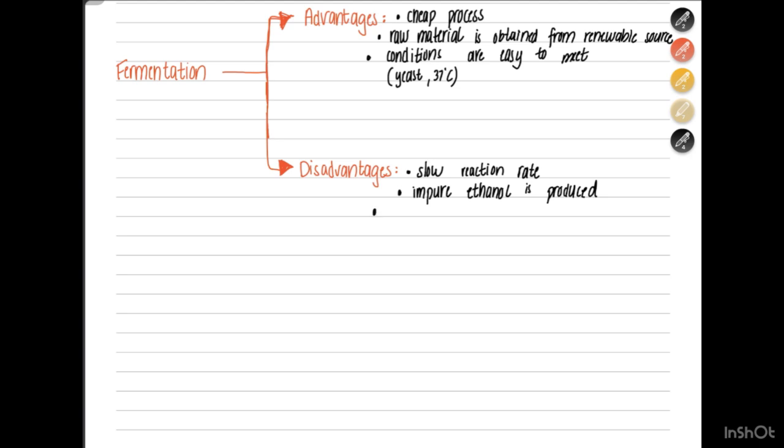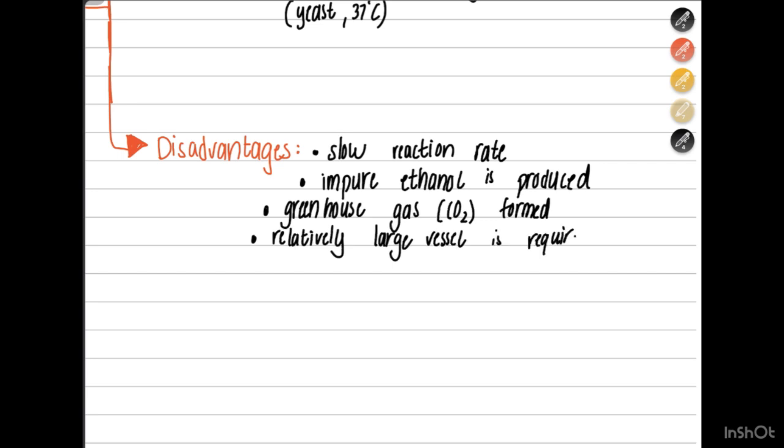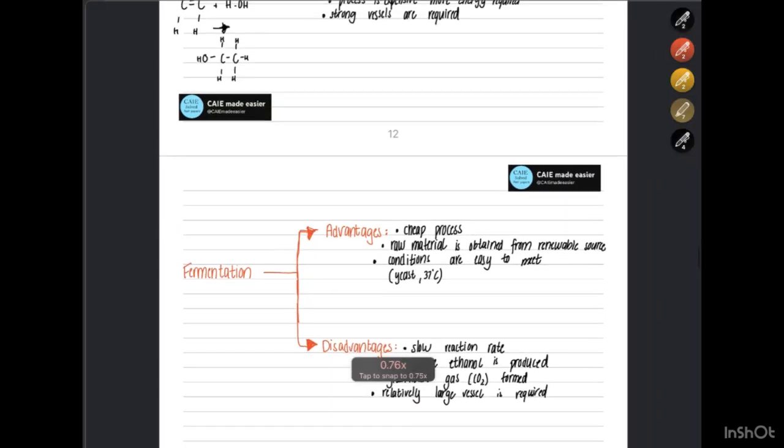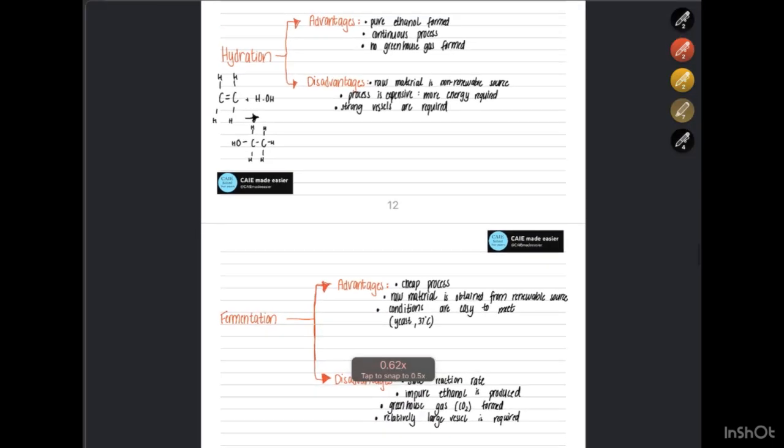Now, greenhouse gas is produced, so it's not very eco-friendly if you're doing it in a huge amount. The greenhouse gas here is carbon dioxide. And a relatively large vessel is required. So here is the overview of the advantages and disadvantages of hydration and fermentation.